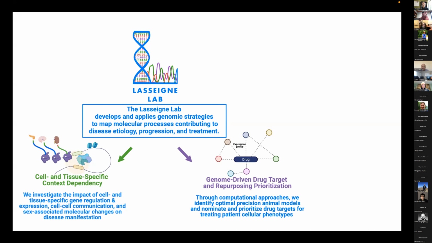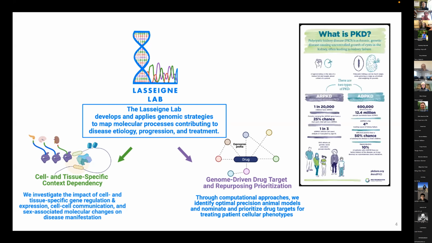And the second is using computational approaches to identify optimal precision animal models and nominate and prioritize drug targets for treating patient cellular phenotypes. Since moving here to UAB, we've been researching PKD because we're really interested in the opportunity to try and understand cell and tissue specific context dependency and to look for drug opportunities.